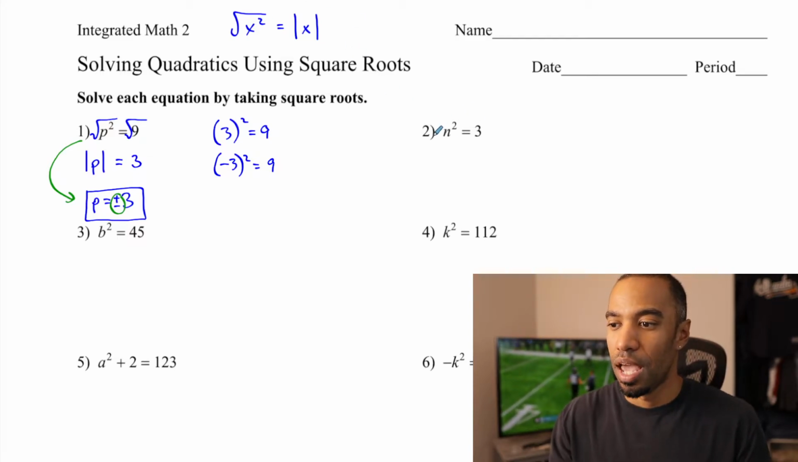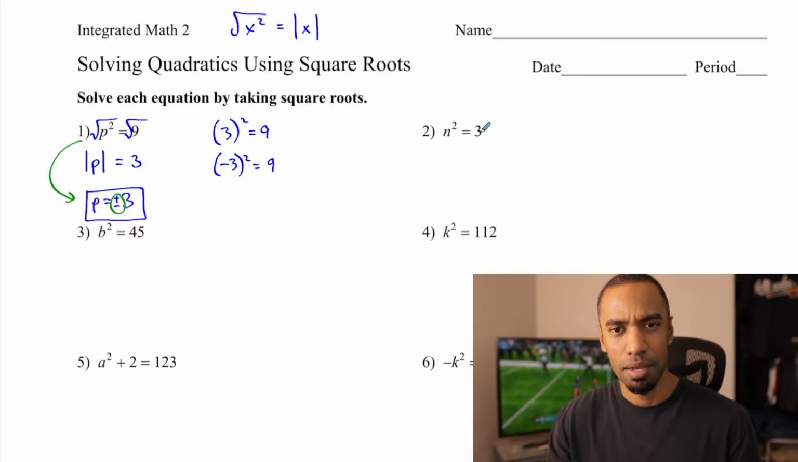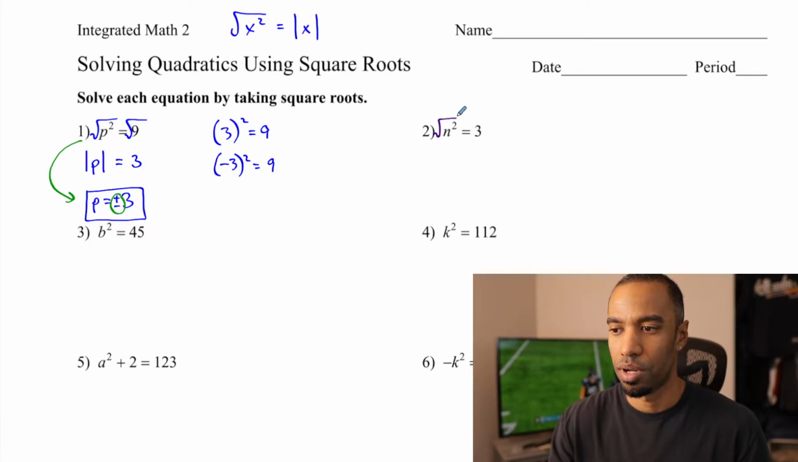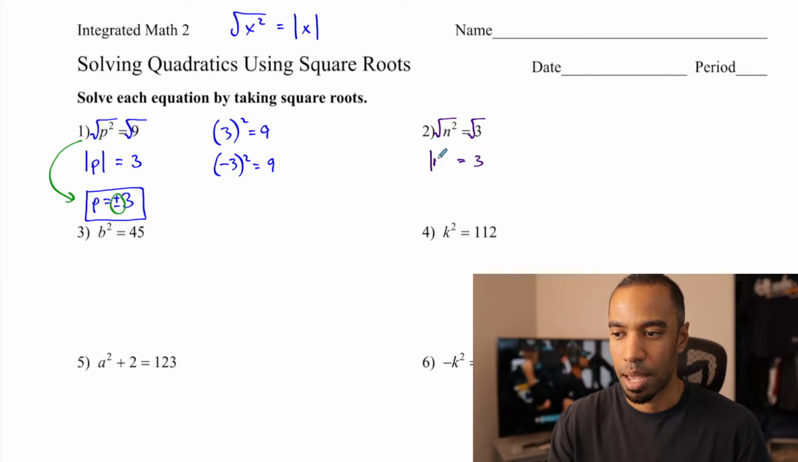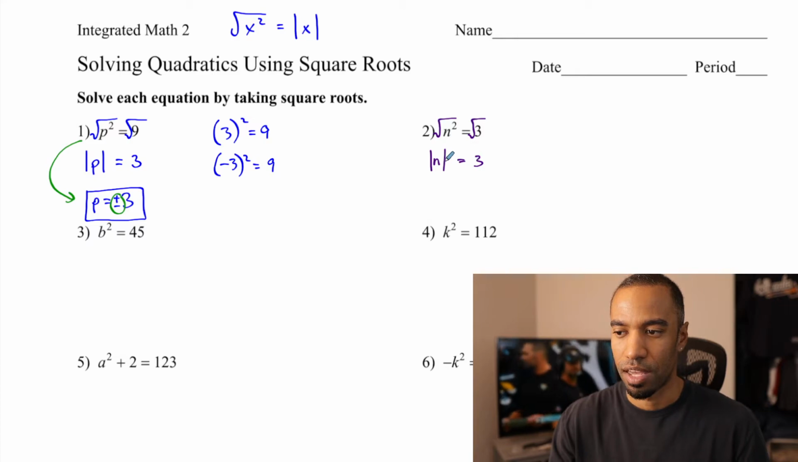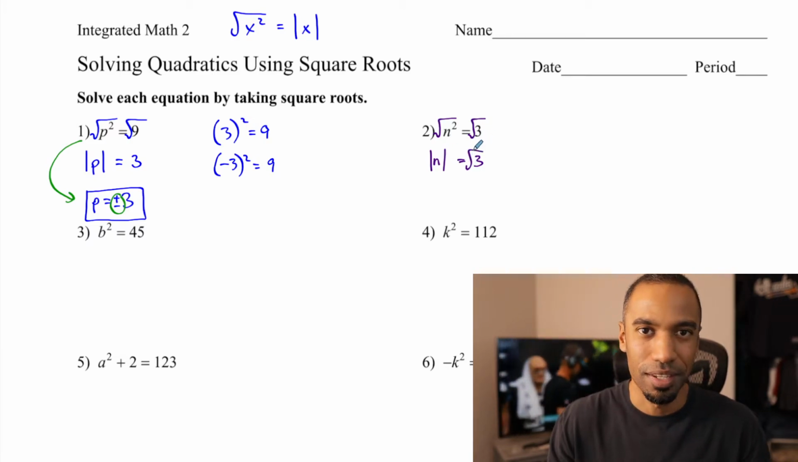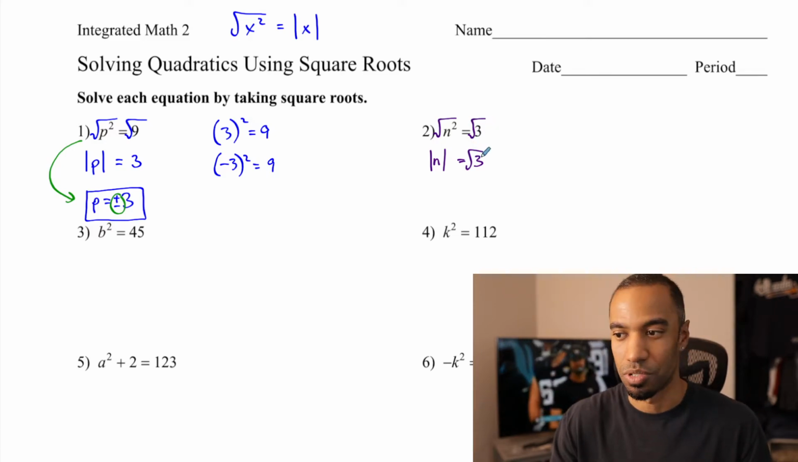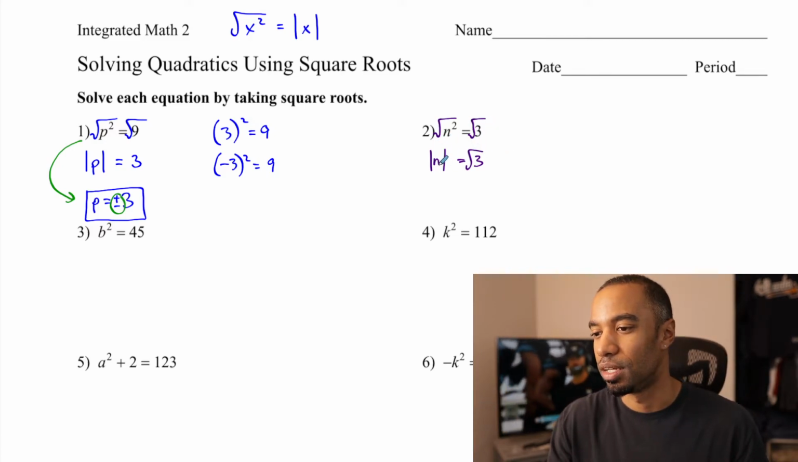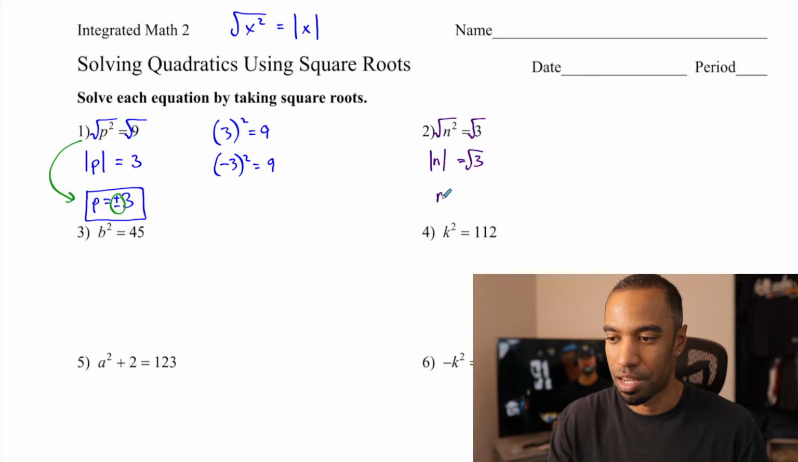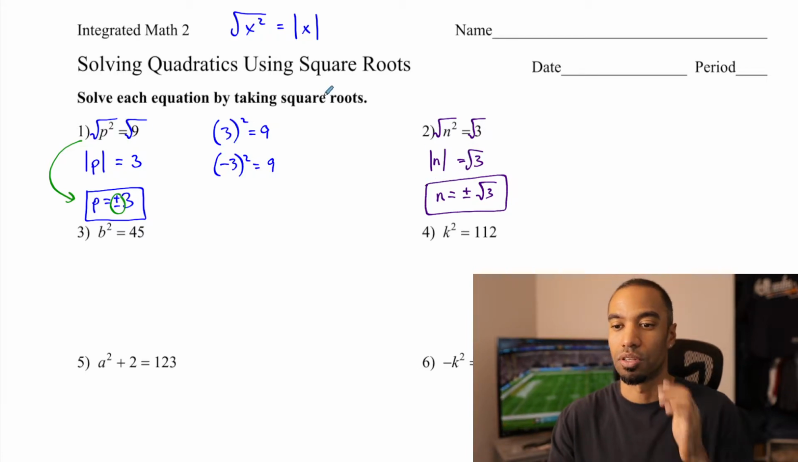All right, number 2. n squared equals 3. The very same thing here, guys. We can take the square root of both sides right here. Now, the square root of n squared is the absolute value of n. Excuse me, the square root of 3 is the square root of 3. I just made a silly mistake that I tell my students to never make. The absolute value of n equals the square root of 3. Therefore, n equals positive or negative square root of 3, like that. And that's just the final result there.